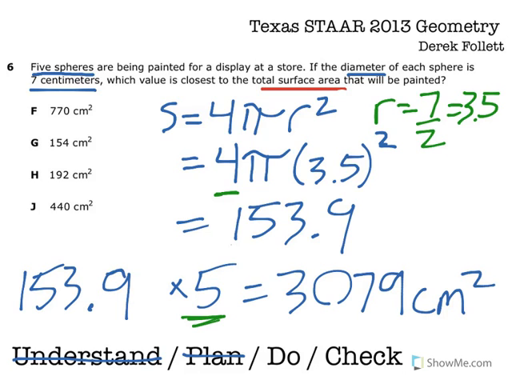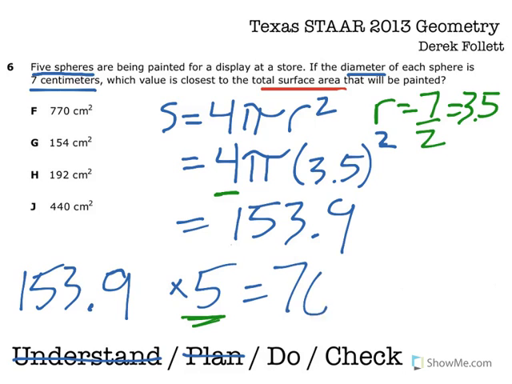So my new answer is going to be 769.7 square centimeters, rounding to the nearest tenth. So does that look like one of my answer choices? Well, if I round to the nearest whole square centimeter, it's exactly F.